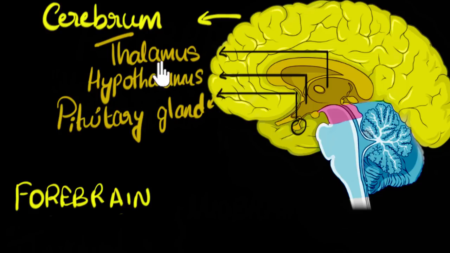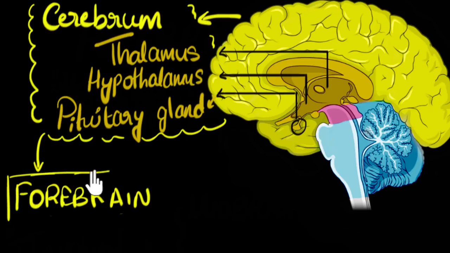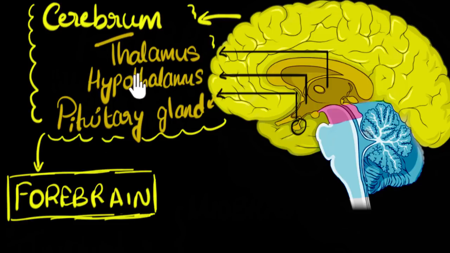So these are the 4 parts of our forebrain. So these are the only parts that we'll concentrate on. So let me just put them together. So this is your forebrain parts. All right, so what do they do? What are their functions? We don't have to look at the individual functions. But the forebrain as a whole, what does it do?